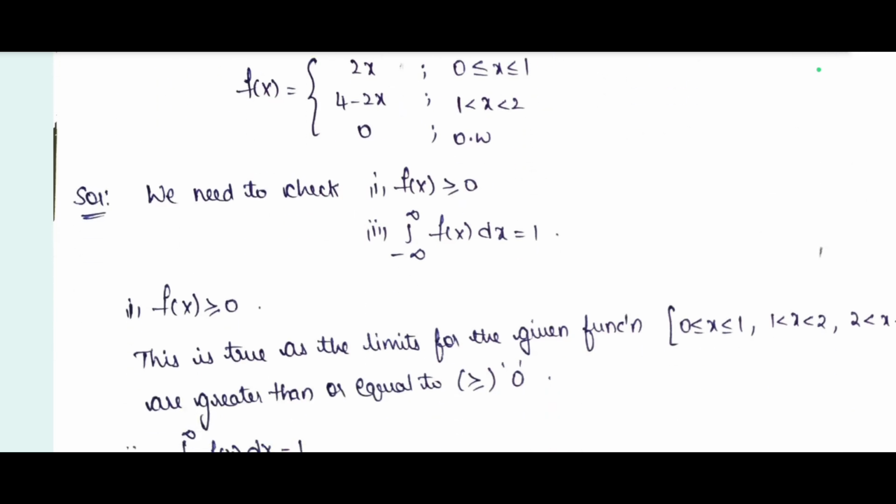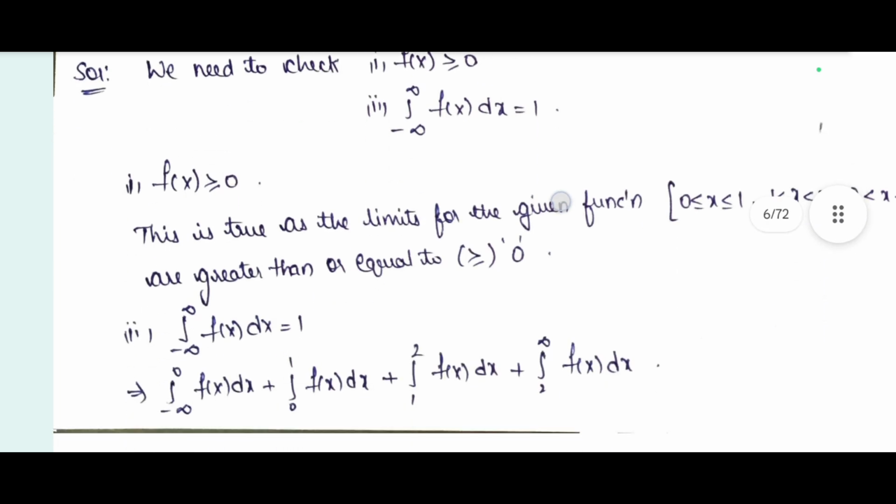We need to check, first of all, that f of x should be greater than or equal to 0, and the integration from minus infinity to plus infinity of f of x dx should equal 1. So here you can substitute the lower limit and upper limit values. So 0 to 1, all the function values are also greater than 0.